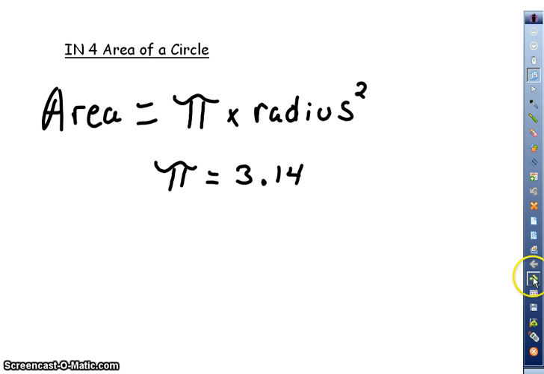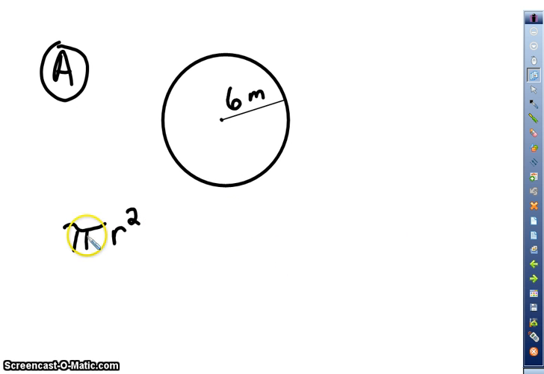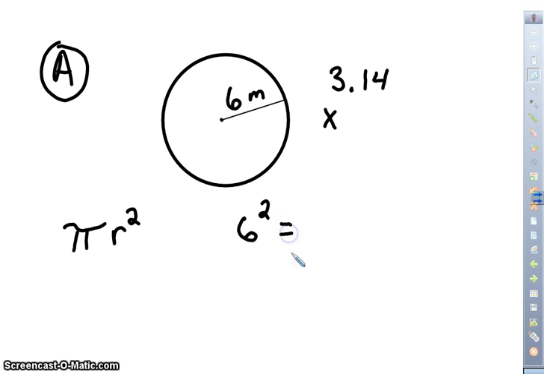All right, now we're going to use that formula, which again is pi r squared, and you're going to simply take this circle and find the radius. Remember, you have to have the radius in order to use it in the formula. So we're going to simply take pi, which is 3.14, times the radius squared, which is going to be 6 squared, which equals not 12, but 36. That is 6 times 6 equals the 36.